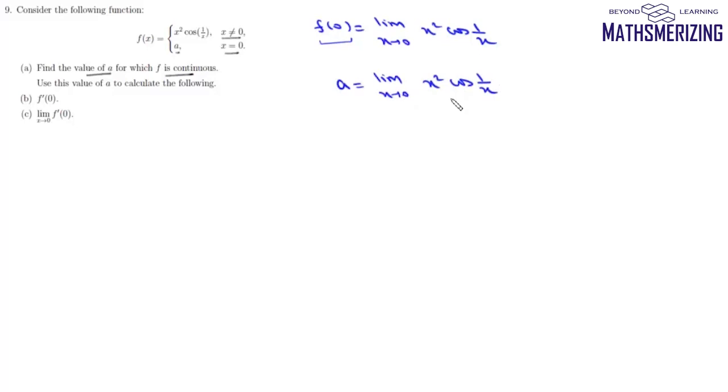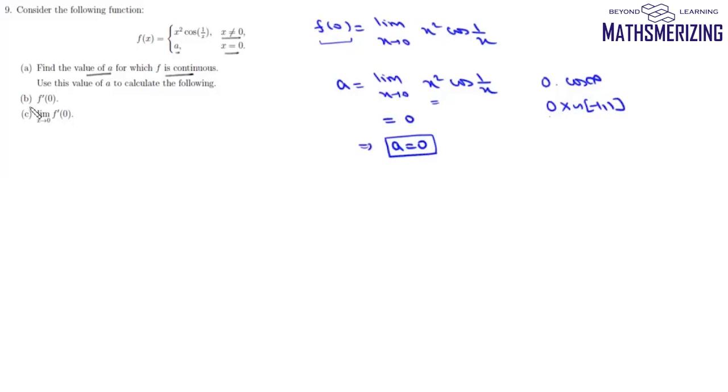Now the first thing that we do in any limit is to find its form. So we'll put x as 0, it will be 0 into cos infinity. The value of cos infinity is an oscillating value between -1 and +1, and 0 into anything finite is 0. So the value of this limit is 0. So from here we can say this function will be continuous if the value of a is 0.